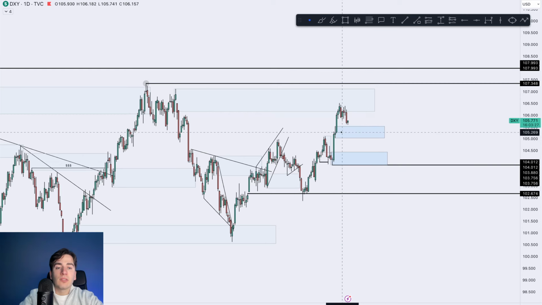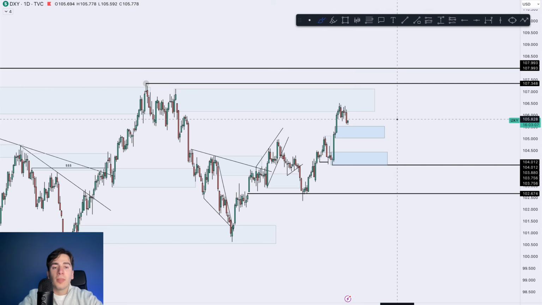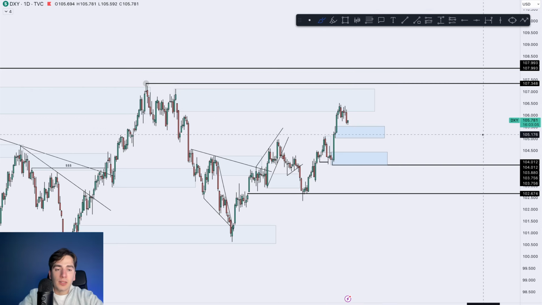So keep an eye out for what happens if we do in fact push down in towards this area of demand. If the market were just to push back up again, then I do think that this demand zone for sure will be taken out, because then we're pushing out of, or excuse me, back into this supply zone without even coming back, for example, in towards this demand zone, indicating that it's a very weak supply zone.